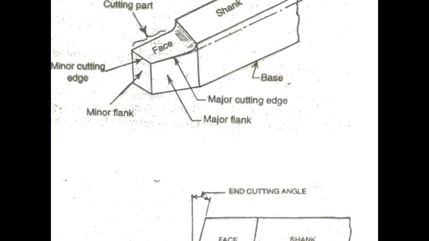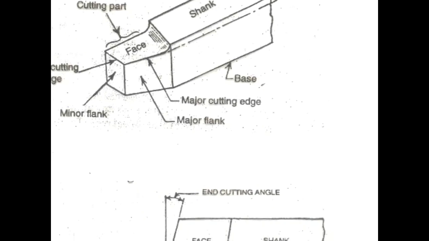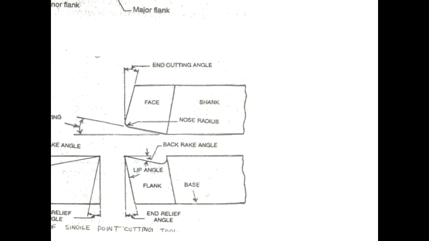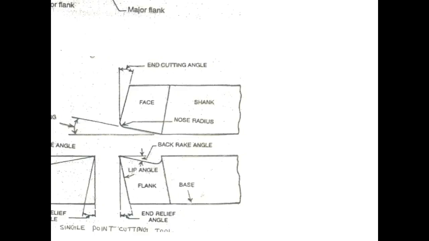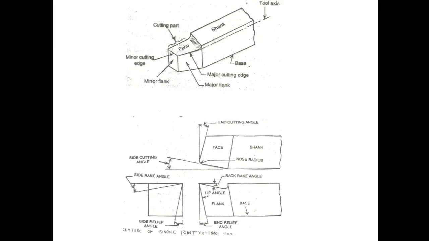This is the diagram showing the single point cutting tool. Cutting part: minor cutting edge, minor flank, major cutting edge, base, tool axis, and end cutting angle, face, shank. These are all the parts of the single point cutting tool.